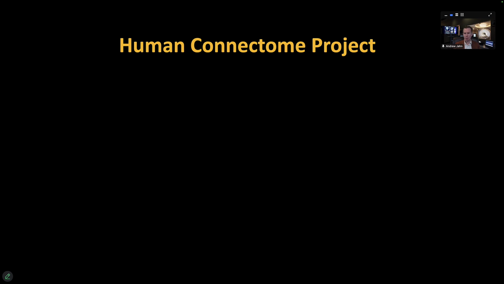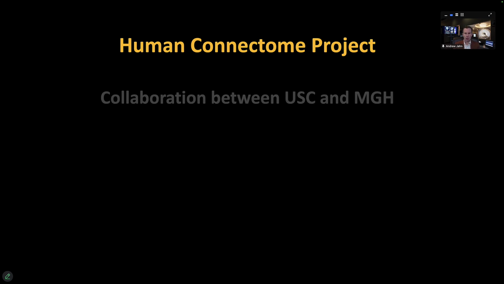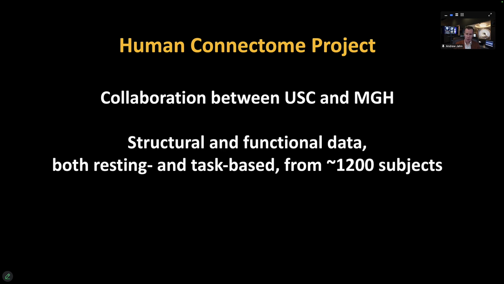So that's the NDA. I'm going to move on to something where I will be able to give you a fuller treatment of both access and downloading. The Human Connectome Project has, again, been around for quite a while. It's a collaboration between USC and Massachusetts General Hospital. And it contains structural and functional data. Compared to a lot of the other large databases, it has quite a wide range of different functional tasks. Also both resting state and task-based data from about 1,200 subjects.